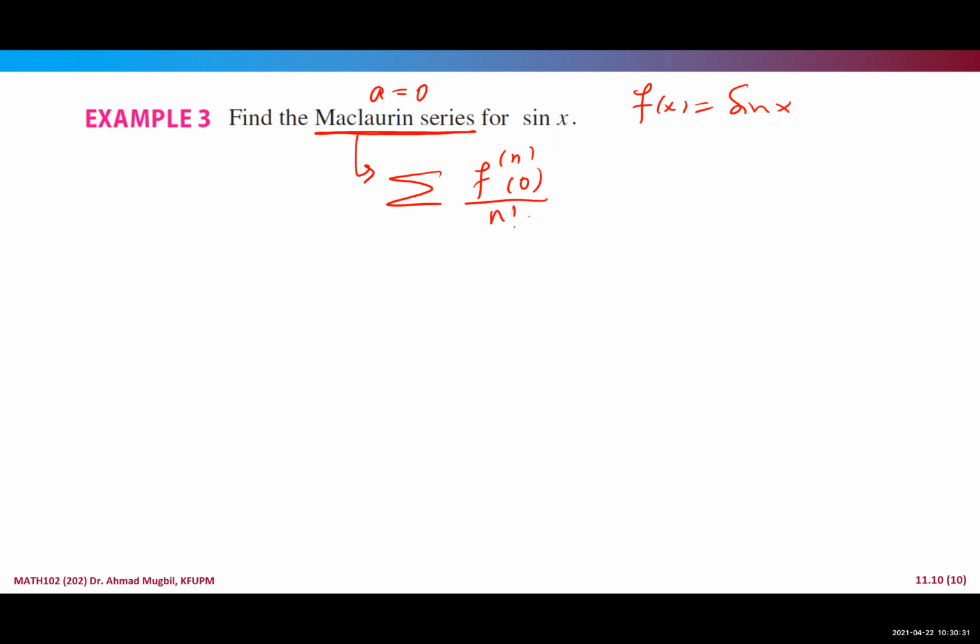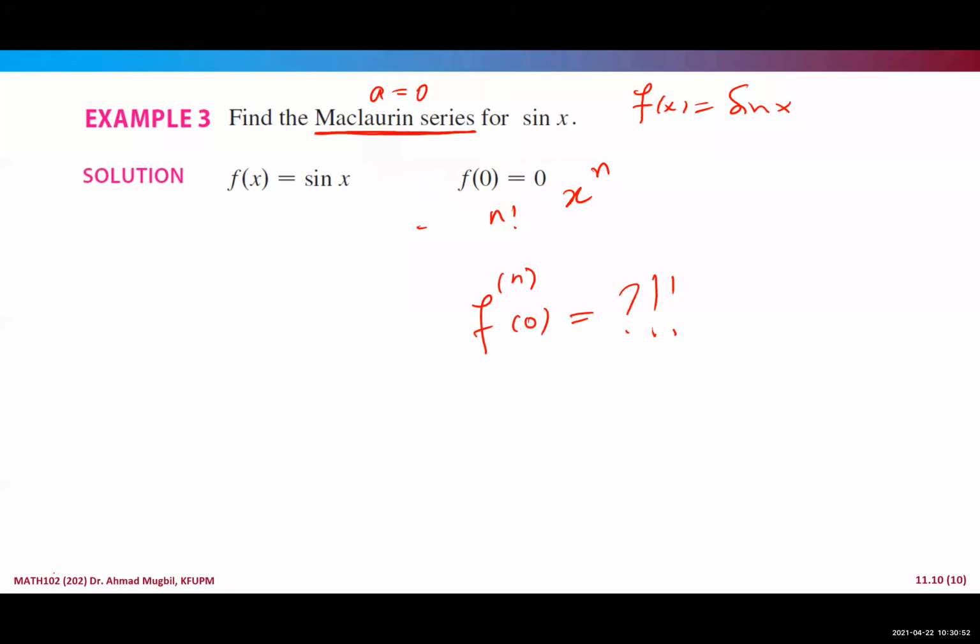So it will be just like that, x to the power n, starting from 0 to infinity. The question is, what is the nth derivative at 0 of this? Who can tell me? What is the nth derivative of sine at 0? This is what you need to find. To do that, we will do it step by step like this. What is f of x? It is sine x. What is the derivative of f? What is the derivative of sine?